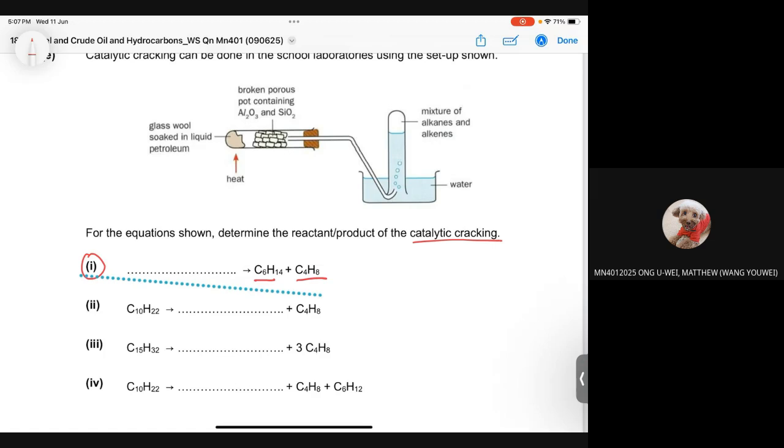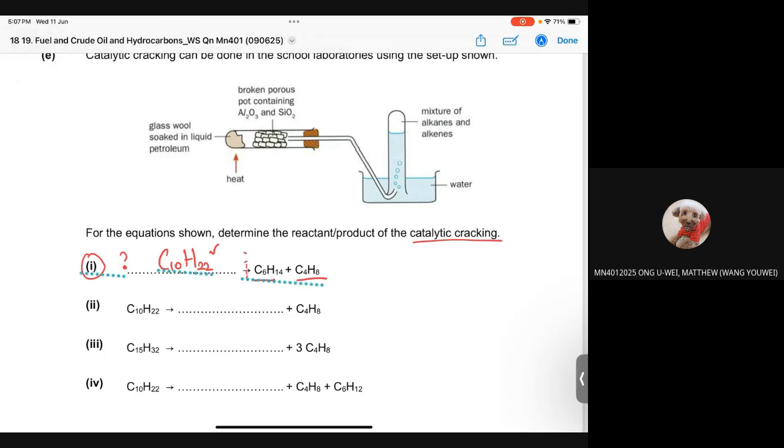So what do you think is on this line over here? Think logically. A longer chain. So what is this longer chain? Tell me the chemical formula. C10. H what? C10H, 14 plus 8, 22. Yes, this is correct. You realize it's very logical. The left must equal the right hand side.